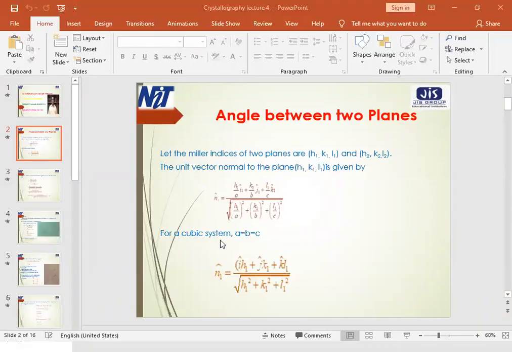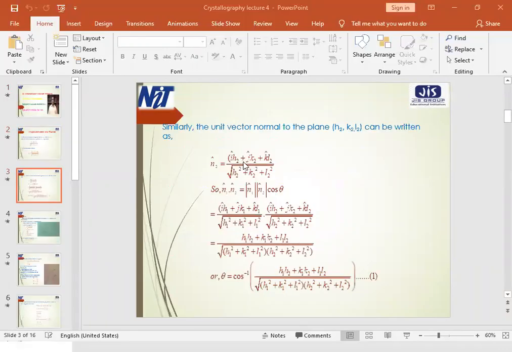Now for any cubic system, we know that a is equal to b is equal to c. Because of that, the unit normal vector to the plane h1, k1, l1 will be i h1 plus j k1 plus k l1 by under root h1 square plus k1 square plus l1 square. Similarly, the unit normal vector to the plane h2, k2, l2 can be written using the earlier concept: n2 will be equal to i h2 plus j k2 plus k l2 divided by under root h2 square plus k2 square plus l2 square. Now the product of these two unit vectors will be taken.